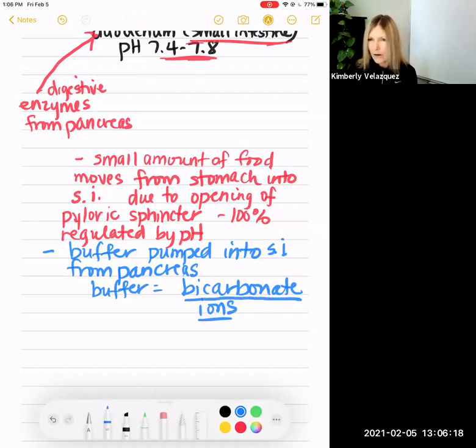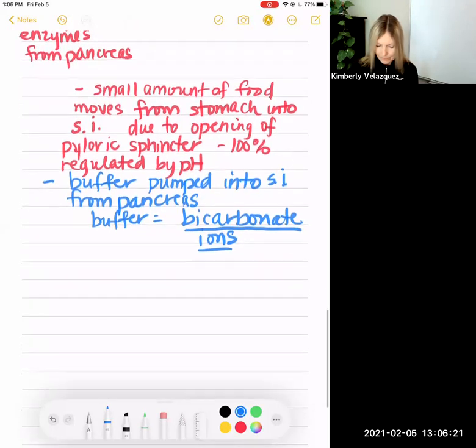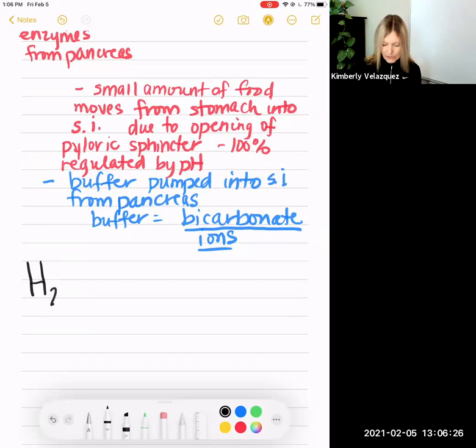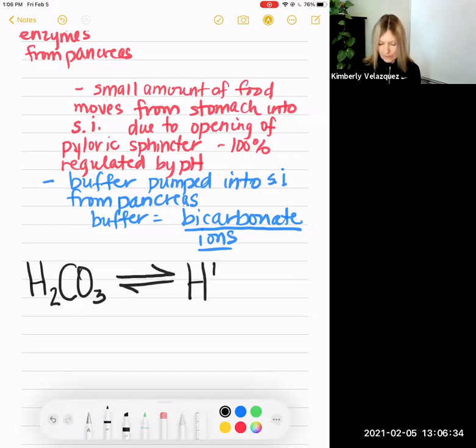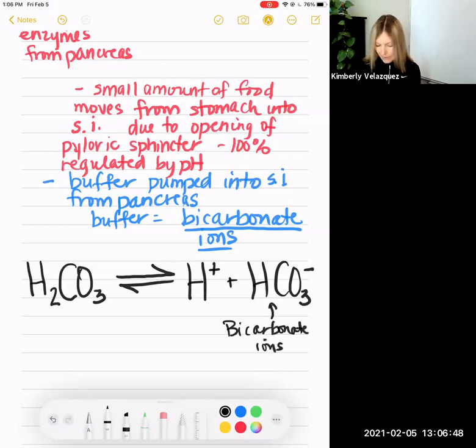And that buffer is bicarbonate ions. Recall the carbonic acid buffer system. Remember the general equation. Remember reversible arrows. These were the bicarbonate ions. What happens is if you pump in a bunch of bicarbonate ions, it's going to tie up all of this hydrogen and shift the whole thing this way, so increasing the pH.